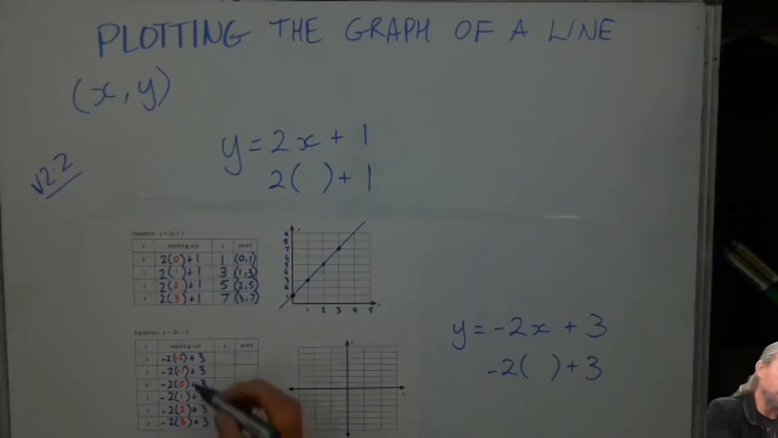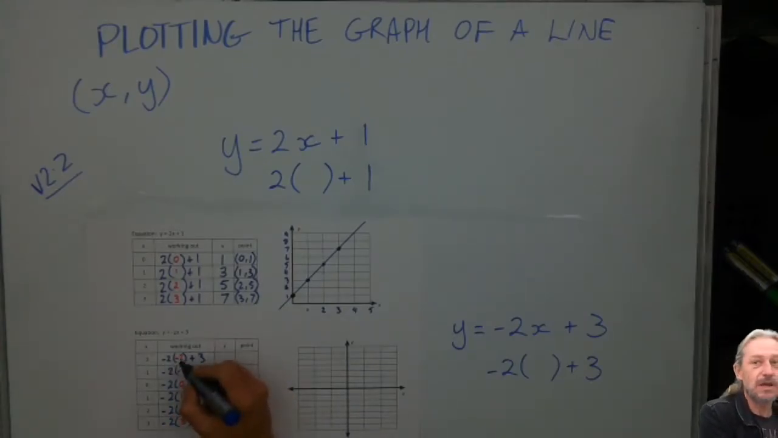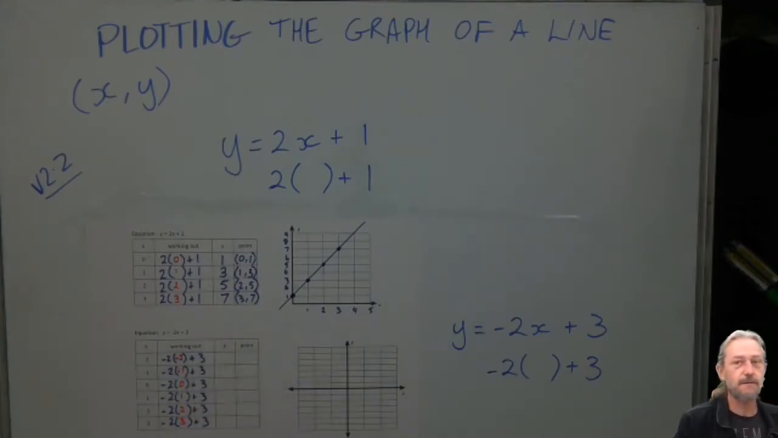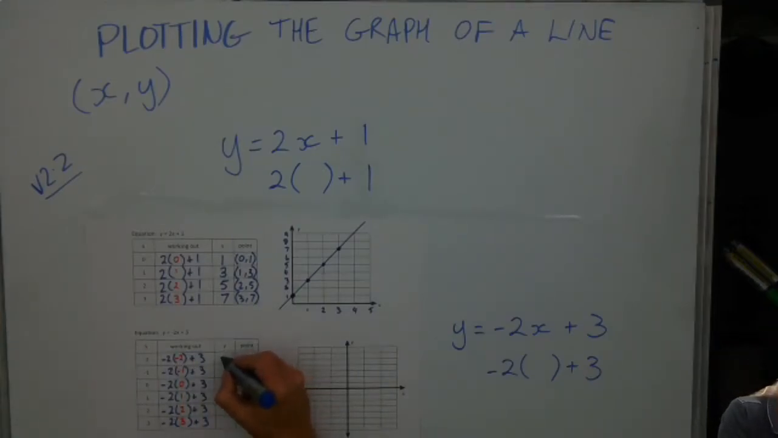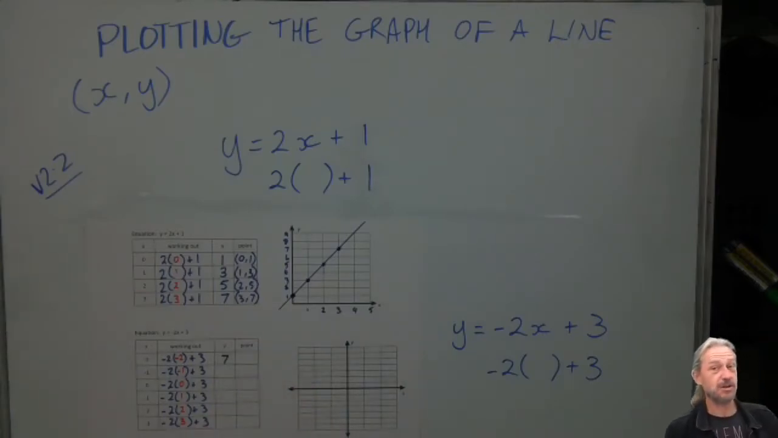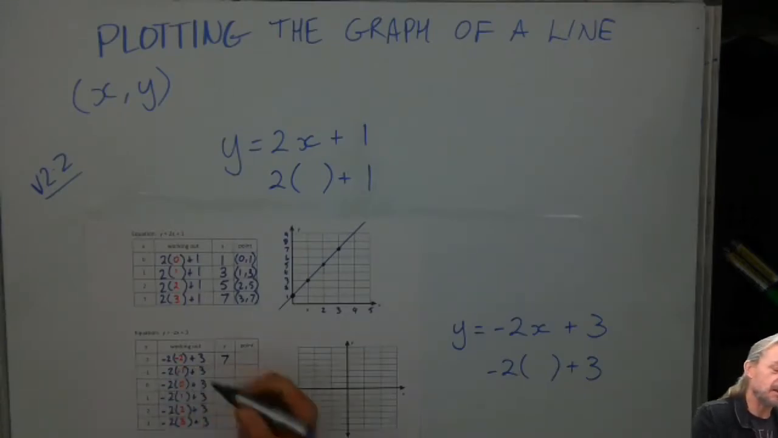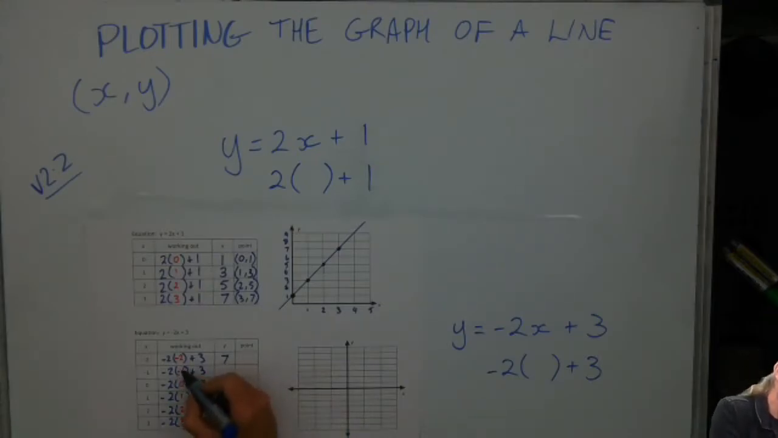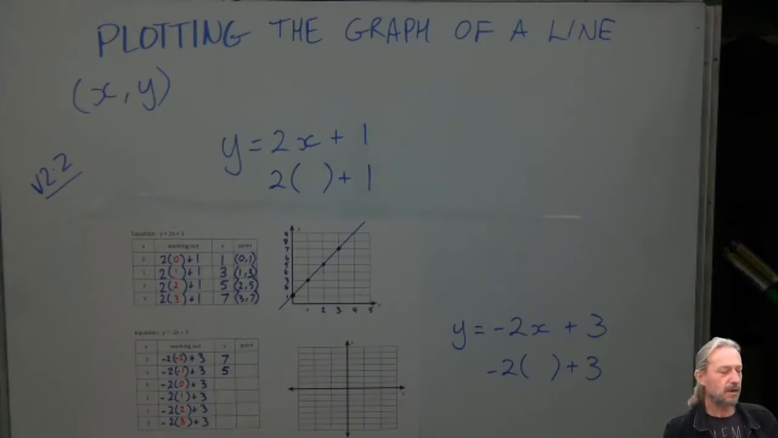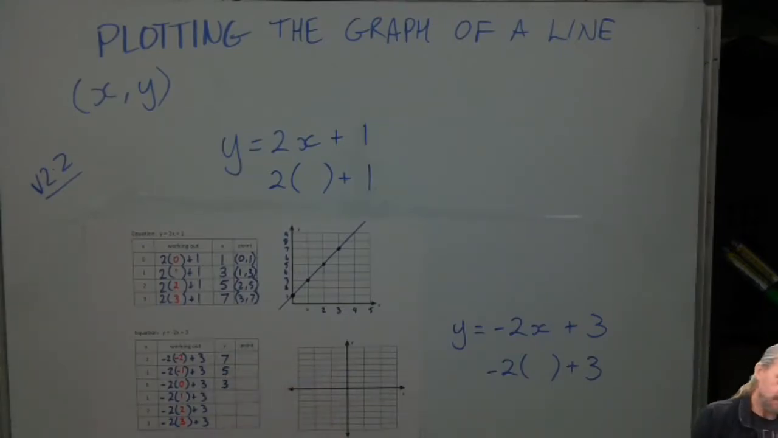Okay, so this first one, -2 times -2 is +4, and then +3 gives us +7. -2 times -1 is 2, and it's a negative times a negative, so that's positive. So 2 plus 3 gives us 5. -2 lots of 0, well, 0 times anything is 0. Plus 3 is 3. Can you see that these are decreasing?